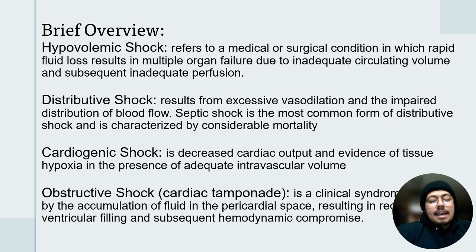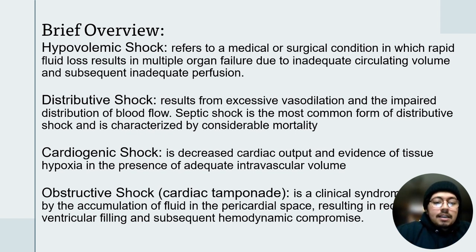Cardiogenic shock is a decreased cardiac output and evidence of tissue hypoxia in the presence of adequate intravascular volume. So this is basically just that perfusion that we're not seeing most of, and it can cause tissue hypoxia, or lack of oxygen towards the body's tissues.